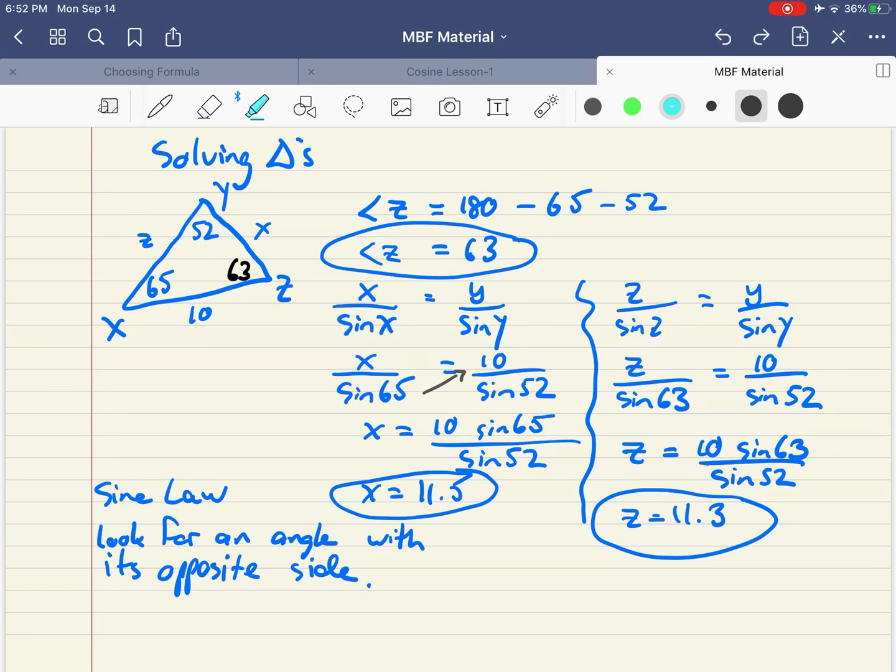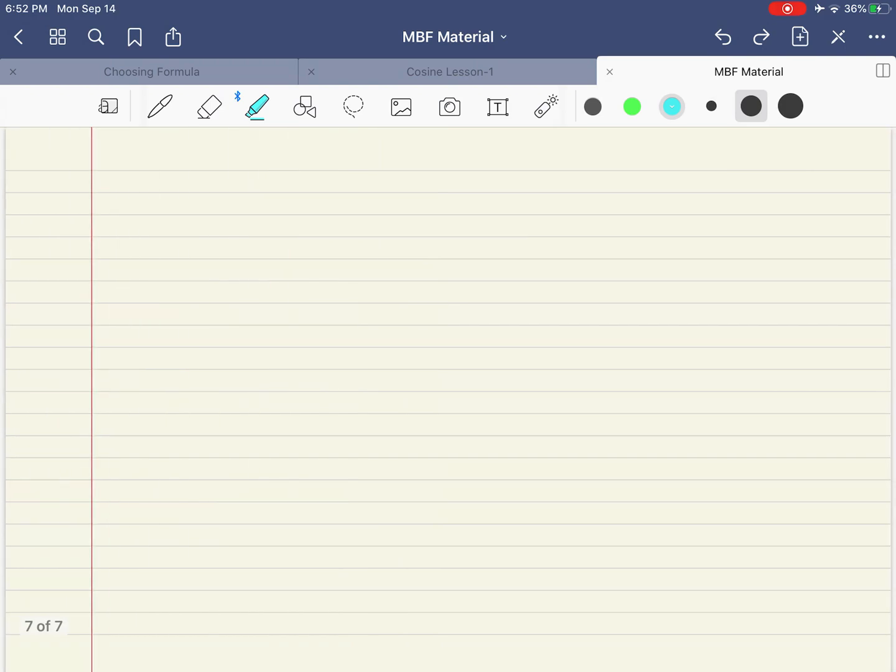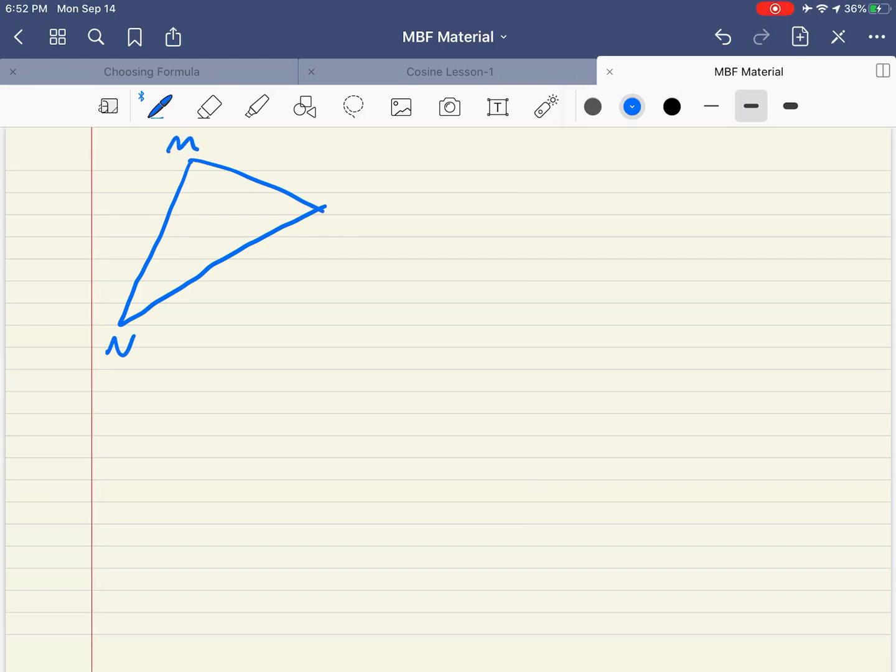Okay, let's try another triangle here. Okay, so I'm going to draw it out again. Let's try the pen. Okay, so this is going to be M, N, P. Angle N is going to be 49. Side P is going to be 50. And side M is going to be 72.